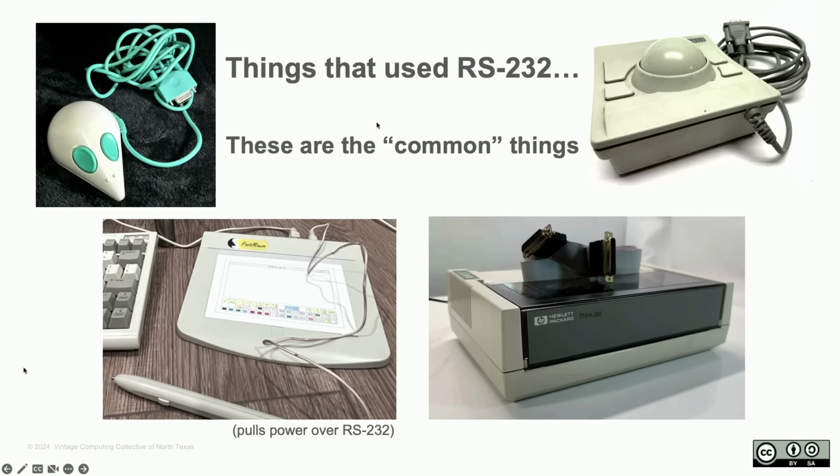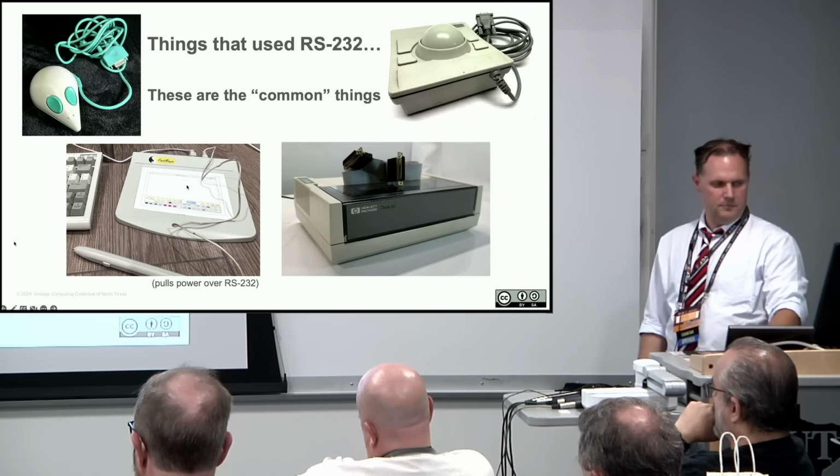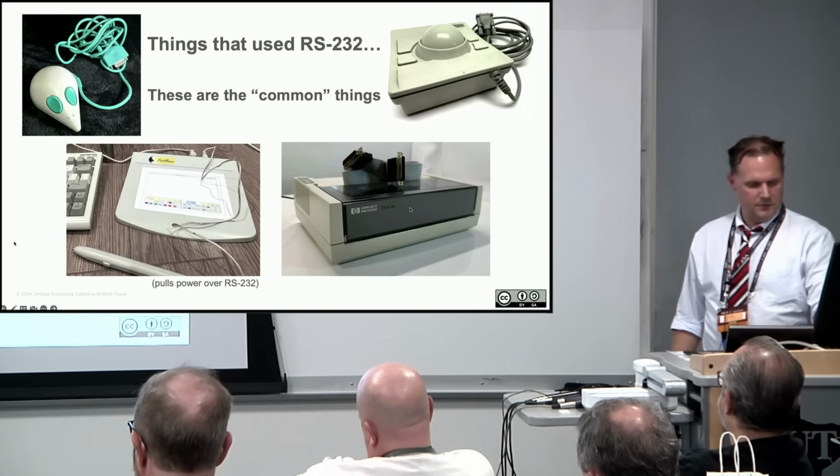So these are the common things we're all familiar with: mice and trackballs. I had out in the exhibit a drawing tablet. This one pulls power, so that kind of violates the RS-232 standard. You're not really supposed to do that over RS-232. One of the pins on RS-232 is the ring indicator, for example. If you don't have a ringer, you could use that pin for something else, drawing a current through the other pins, which is a little cheating of the standard. And then printers, there were some serial port printers. So those are common things.